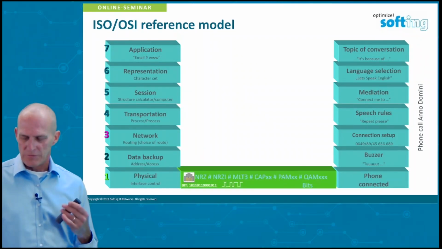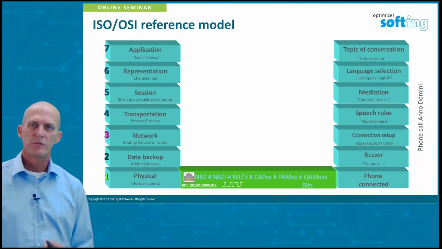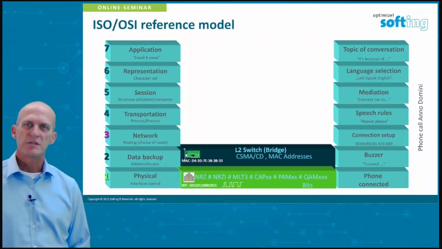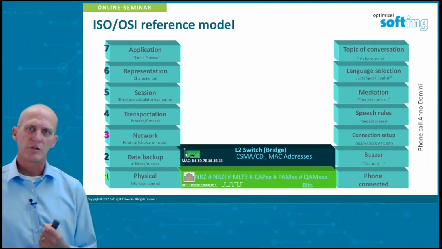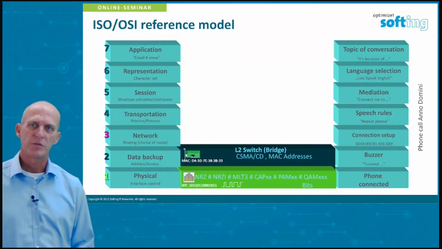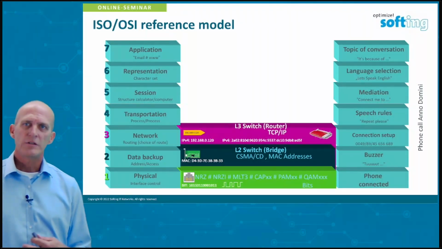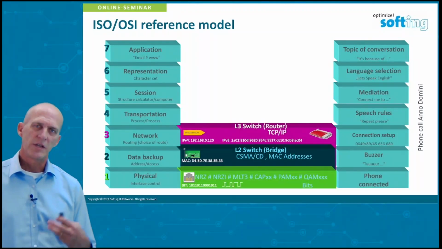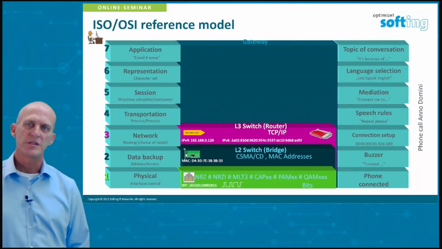So the physical layer is really where you transmit bits, right? This is where the bits run on your cable. The data link layer is the switching layer, layer 2. This is where communication in your local area network happens. Layer 3 is the router level. Layer 3 switches are routers. They can communicate on the TCP/IP level. And above that is software, basically.